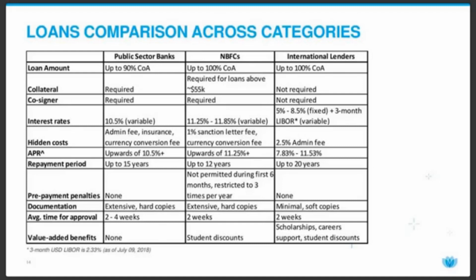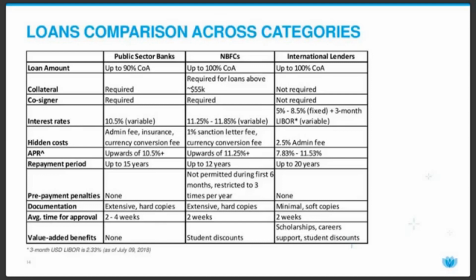Documentation, both public sector banks and NBFCs have a fair amount of documentation required just because they're asking for collateral or cosigner or both. With international lenders, it's fairly minimal because it's merit-based, right? So they need to, of course, see your admit letter and a credit report of your own. And of course, it's all soft copies because it's a 100% online model, which means the typical time to get a loan from an international lender or an NBFC, which are quite nimble, is usually around 2 weeks. But like I said, keep in mind, if you're going with a public sector bank, it could be a month or even longer. So just make sure you're not scrambling at the end. You would have to keep the timeline in mind.